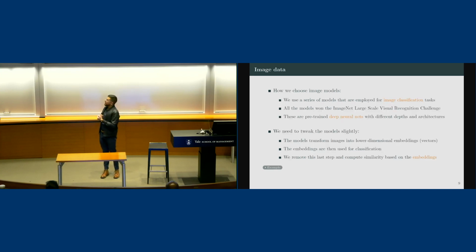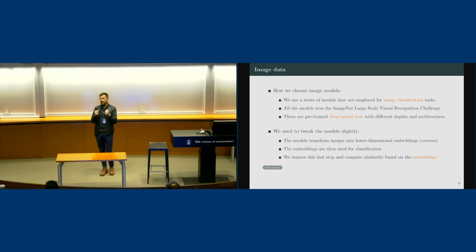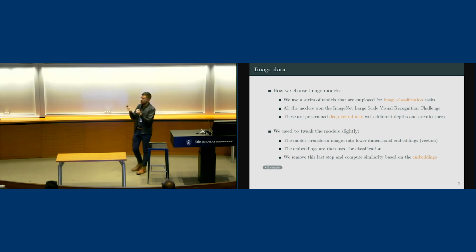So let me start with images. I'm going to talk a little bit about images and then talk about text. For images, we use models that are geared towards image classification. These are algorithms that have been shown to perform very well. They've won competitions where the task is to classify images, right? So is this a dog or is this a cat? That would be the kind of task that these algorithms are trained on.